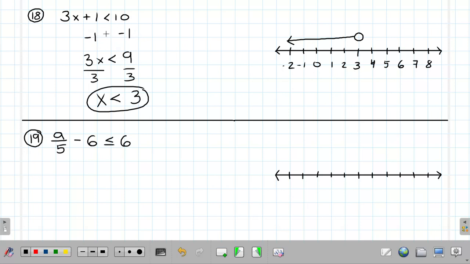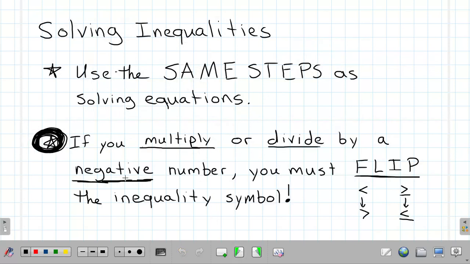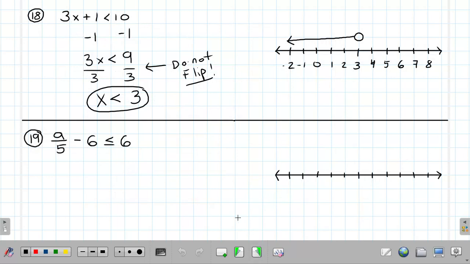But notice here, when I divided by a positive number, I do not flip. I did divide, but I divided by a positive number, not a negative number. And this is what we mean by multiplying or dividing in the process of solving the equation. So when you do something to one side and you do it to the other, if you multiply or divide by a negative number, then it has to flip the inequality symbol.